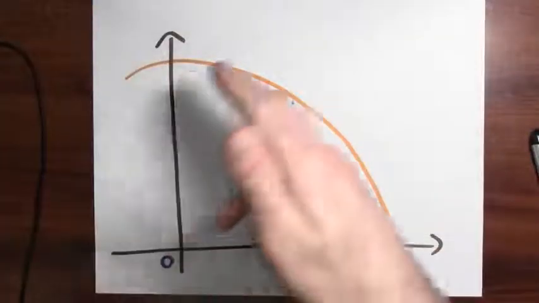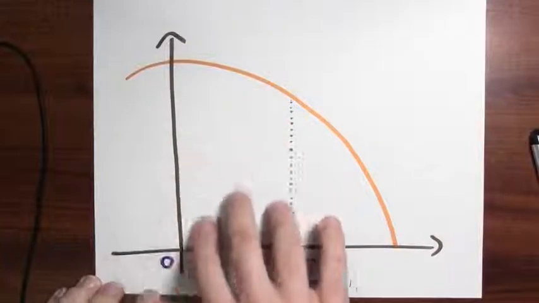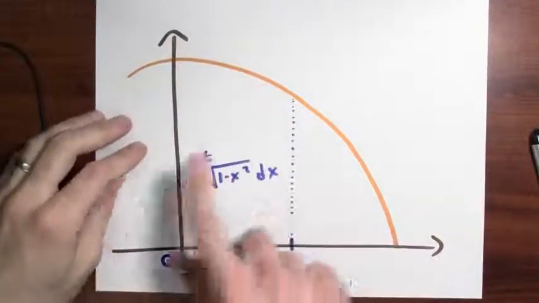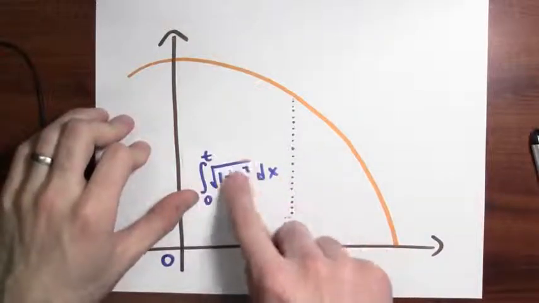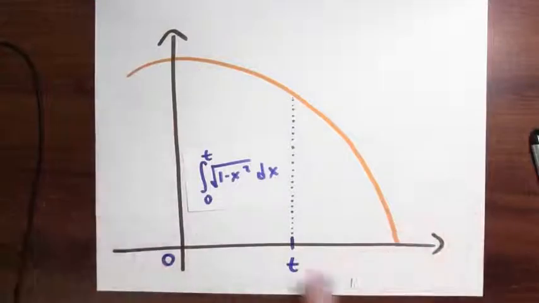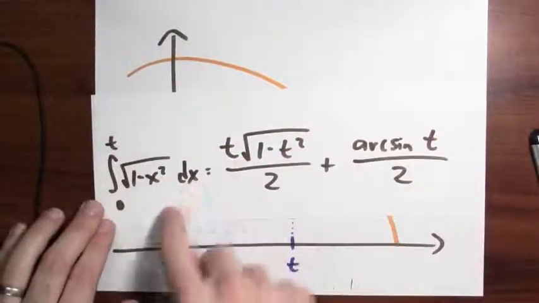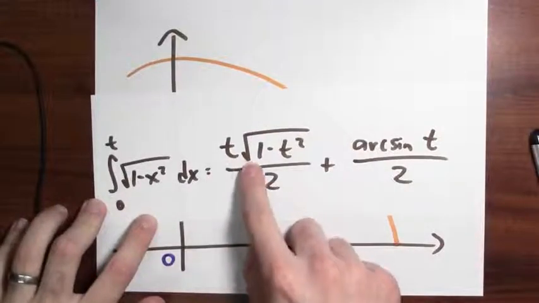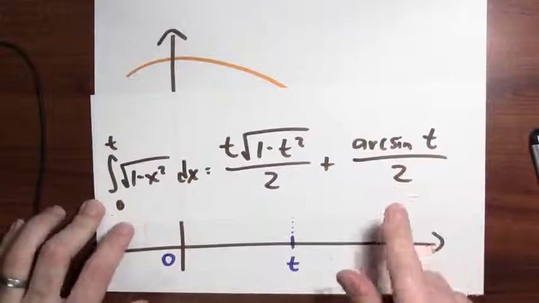We can also look at the accumulation function. Well, here's a zoomed in copy of the graph of that semicircle, and here's 0 and here's t, so this area in here is exactly what the accumulation function calculates. It's the integral from 0 to t of the square root of 1 minus x squared, right, that's this graph, dx. Now my claim is that that accumulation function can be written like this, that integral is equal to t times the square root of 1 minus t squared all over 2 plus the arcsine of t over 2.